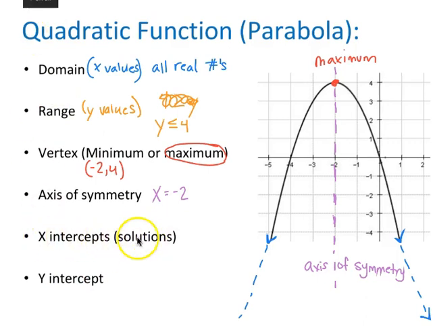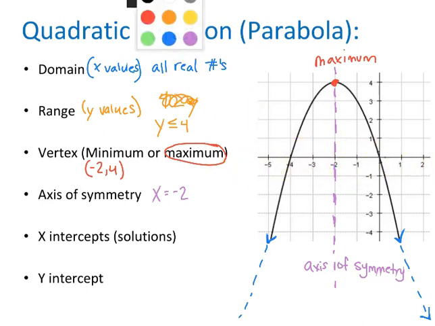Another characteristic of parabolas, graphed quadratic functions, is where it crosses the x-axis. So remember, the x-axis is this horizontal axis right here. The y-axis is the vertical axis. So the x-intercepts are another way to look at what the solutions are. If we were to factor the equation, we would find the solutions. But another way to find the solutions is to look at the graph and see where the graph crosses the x-axis. Those are going to be our solutions, or the x-intercepts.